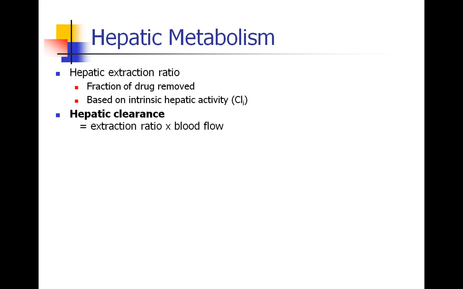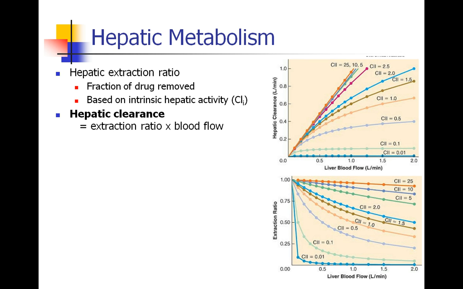Hepatic clearance, remember we said clearance was the idea of how much blood could I send to this organ and have it totally cleared out of drug per unit time? So the extraction ratio, which really is telling us how good is the liver at sucking drug out of this blood, and then of course blood flow, how much blood can I send to the liver? Those two variables are going to tell us how good the liver is at getting a certain drug out of the bloodstream. And so we have these complicated graphs which are in our notes, and we're going to discuss them in class.